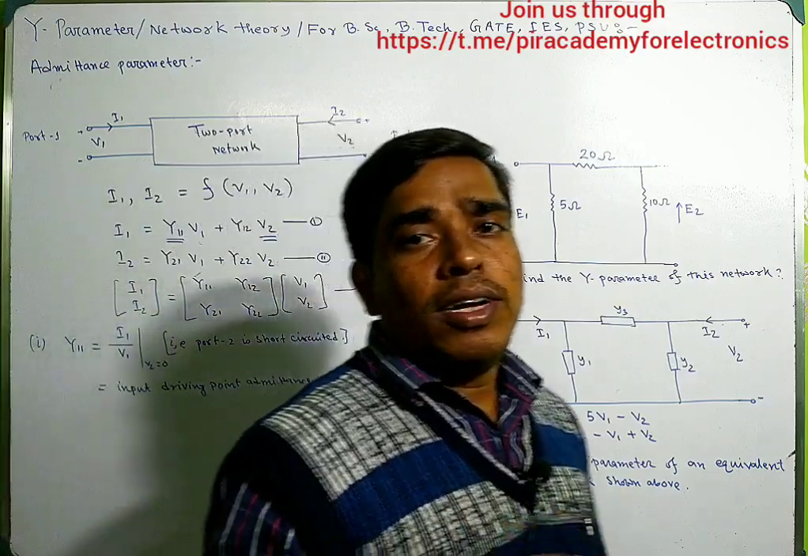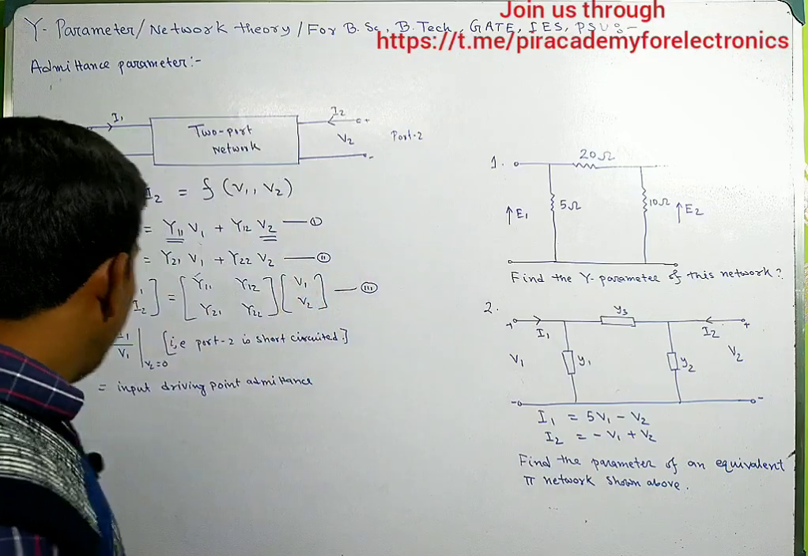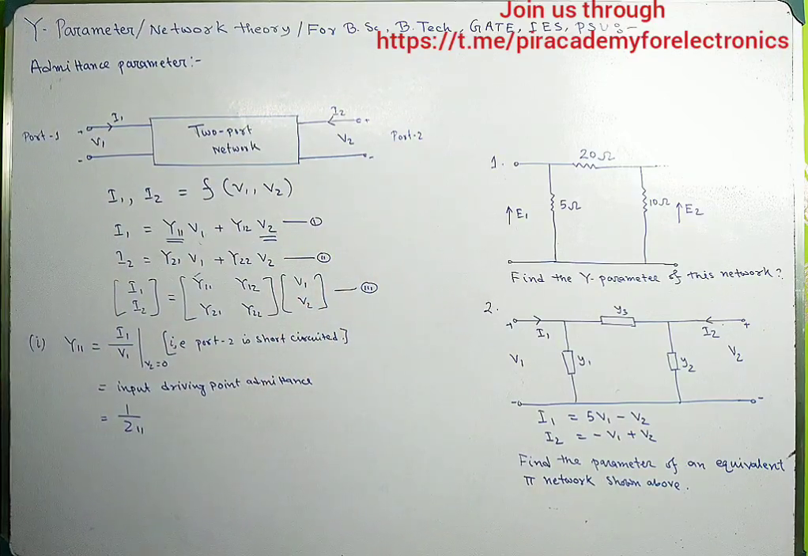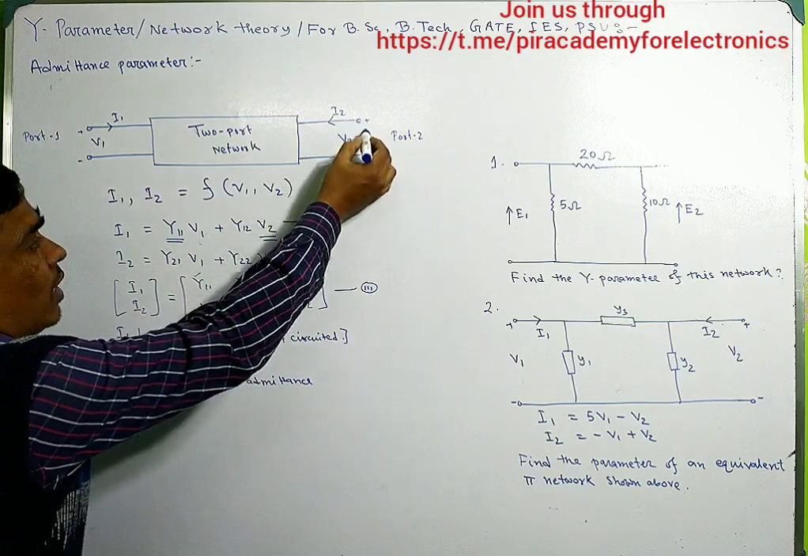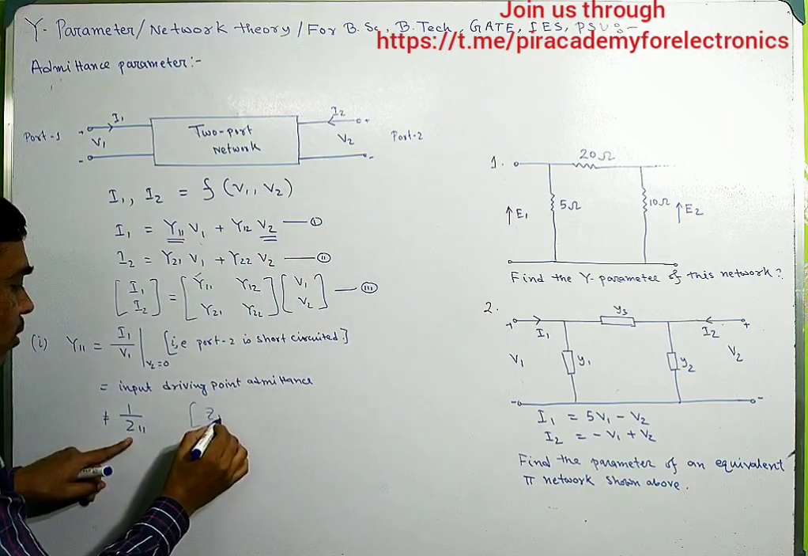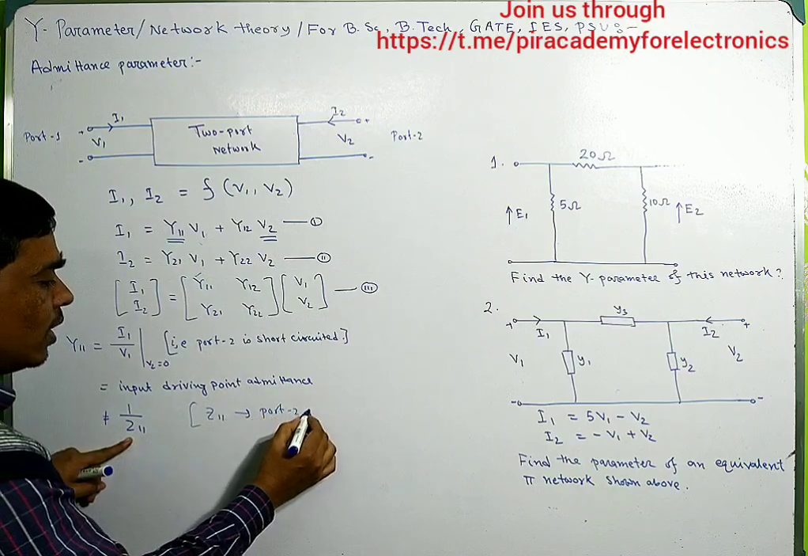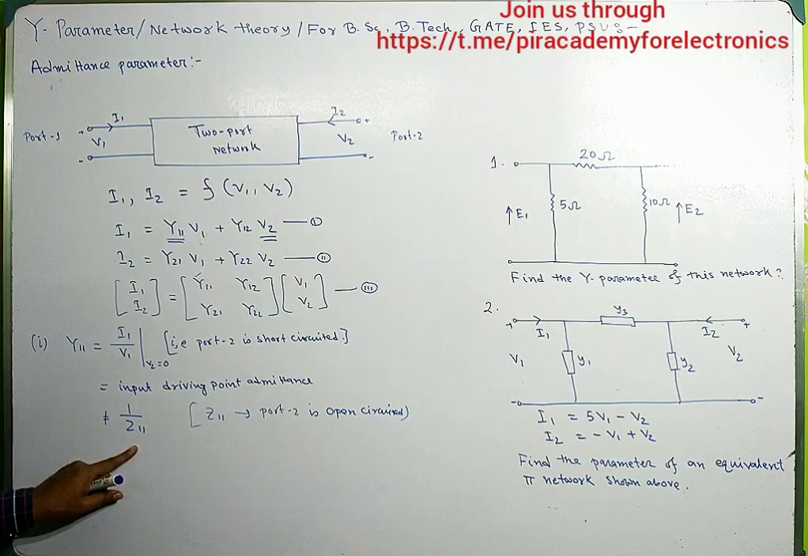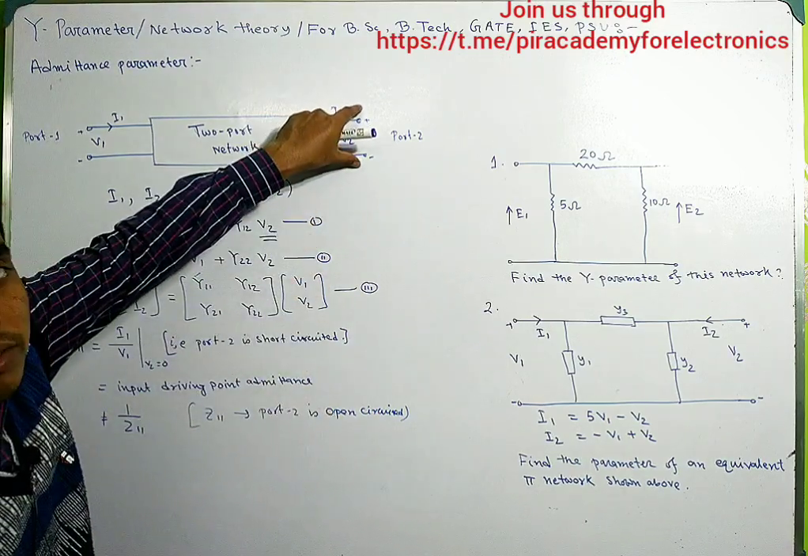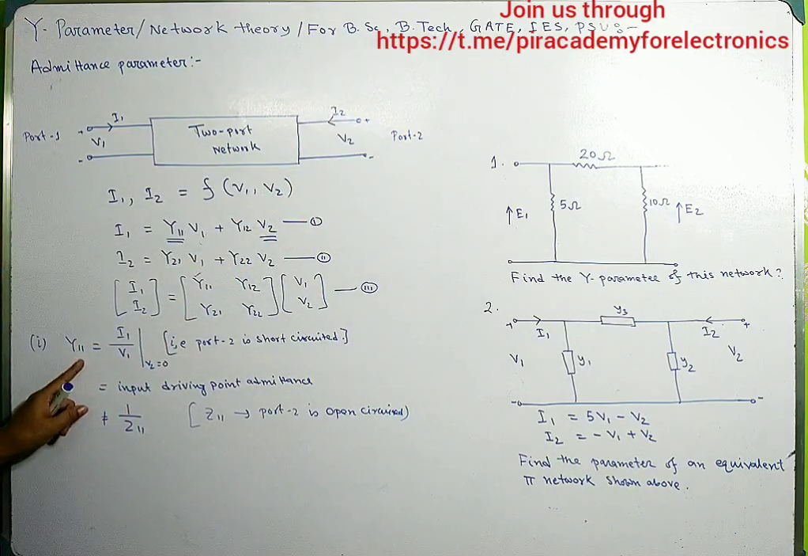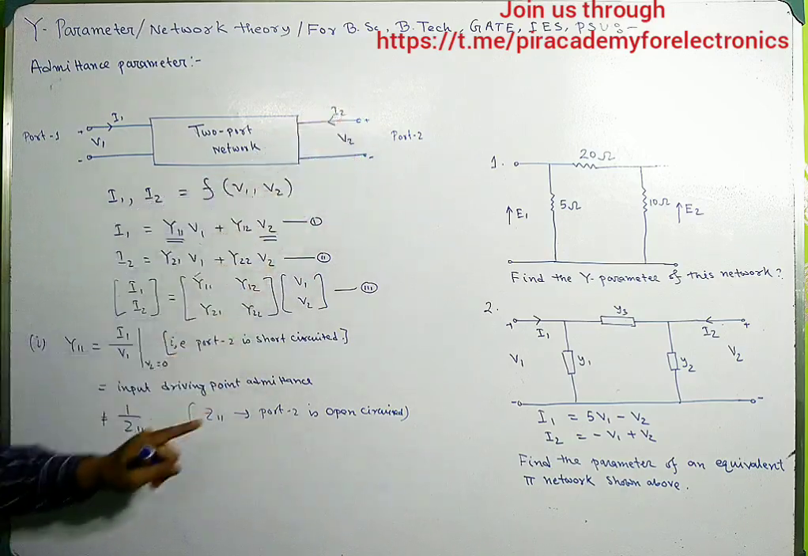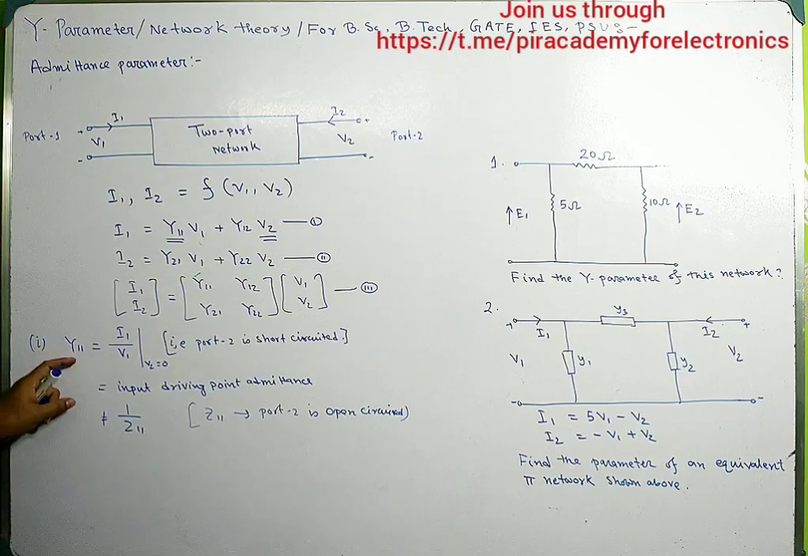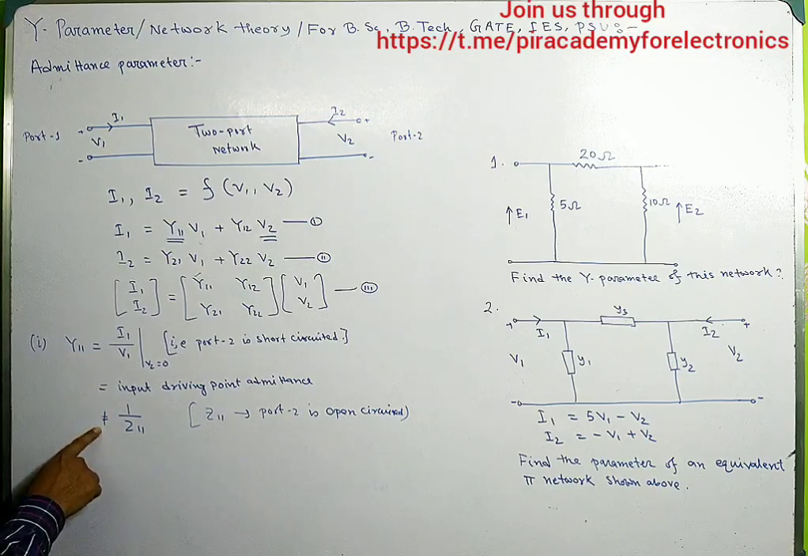In the previous class we have already discussed the Z parameter. Y11 cannot be equal to 1 by Z11, because here I have short circuited this terminal, but to calculate Z11 we have port 2 open circuited. So to calculate Z11 we open circuit this terminal, but to calculate Y11 we short circuit this terminal. This is the difference between Y11 and Z11. That's why they are not related, and Y11 is not equal to 1 by Z11.